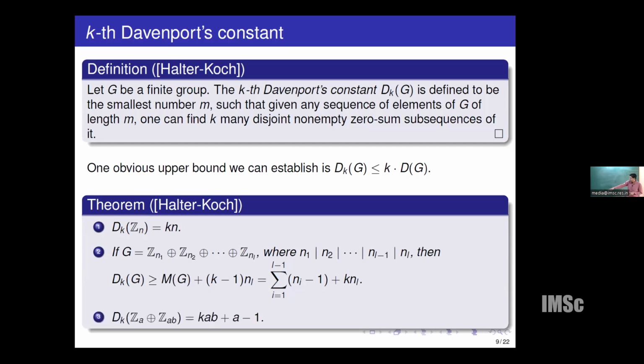And what he also showed is that if you take a rank 2 group, then it will actually be equality, and D_k of Z_a direct sum Z_ab will be kab plus a minus 1. Okay.